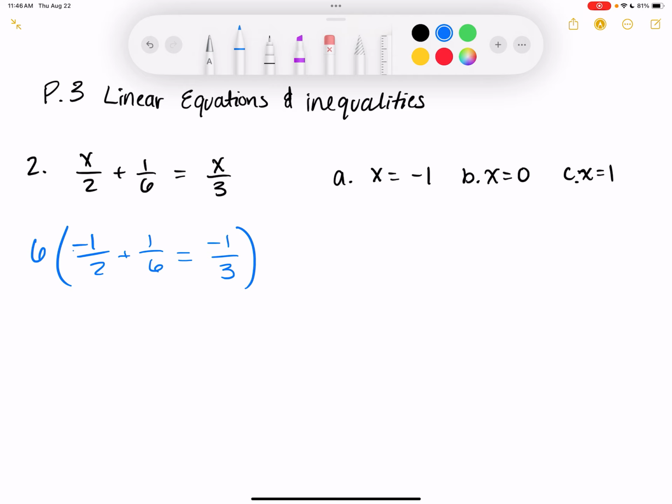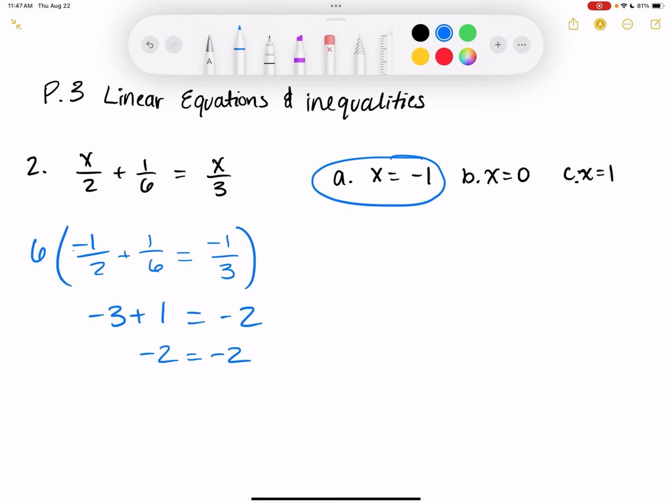So 6 times -1/2 is -3. 6 times 1/6 is 1. And 6 times -1/3 is -2. And then I get -2 equals -2. So that tells me that that option works.